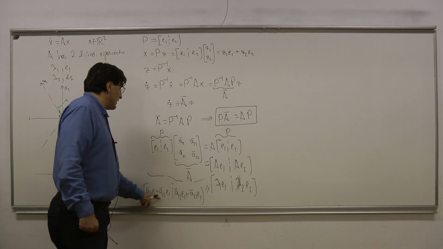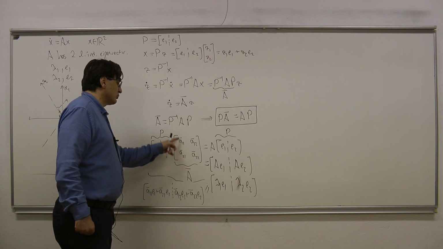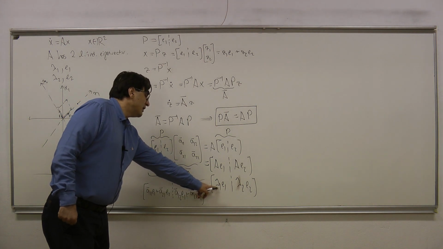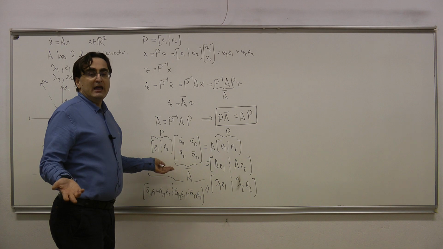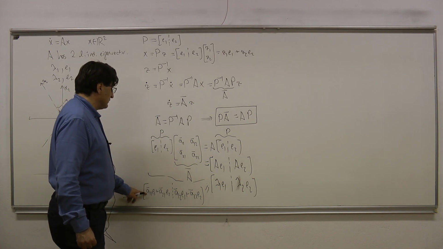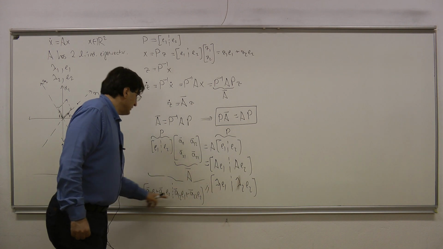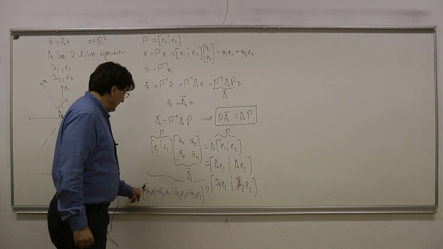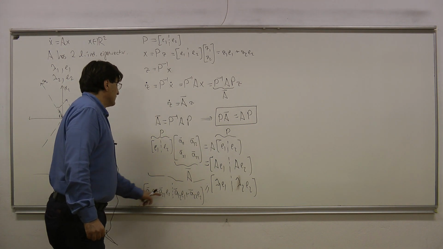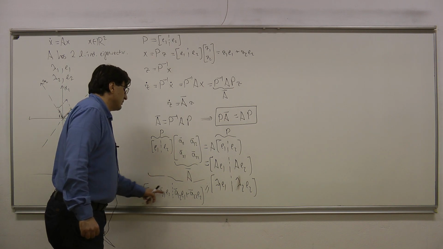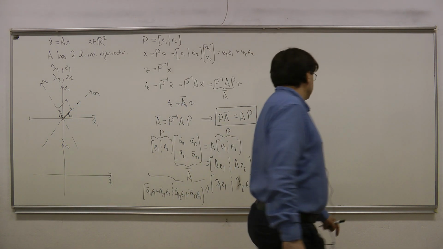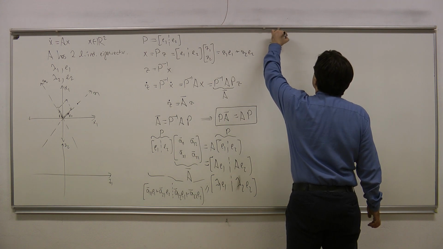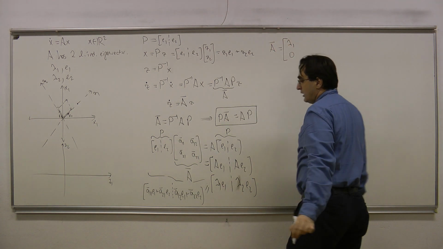So how should I choose my A bar here? How should I choose these coefficients such that the first column is nothing but lambda 1 times E1? The selection is obvious. I need to choose A11 bar as lambda 1 and A21 bar as just 0. In that case, I would make sure that the first column on the left hand side is lambda 1 times E1. So here we see that the first column of A bar is going to be lambda 1 and 0.